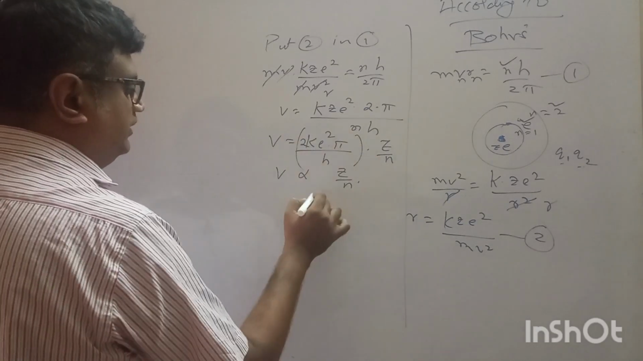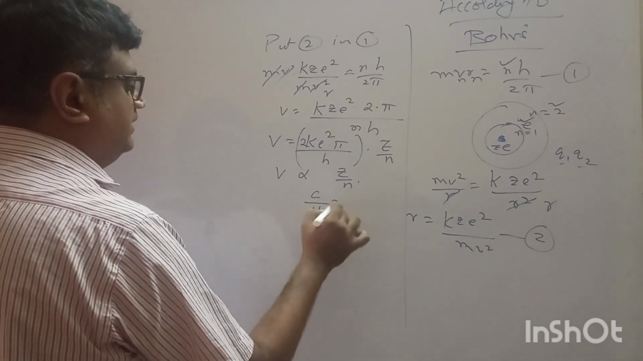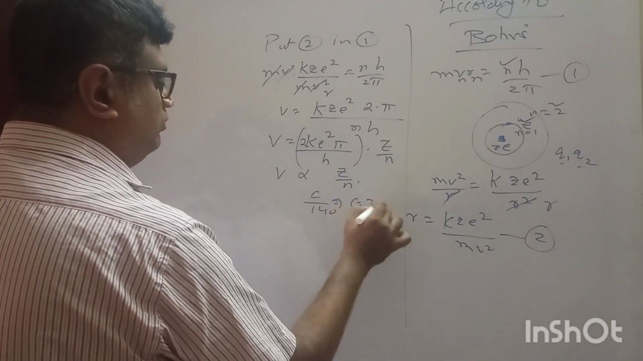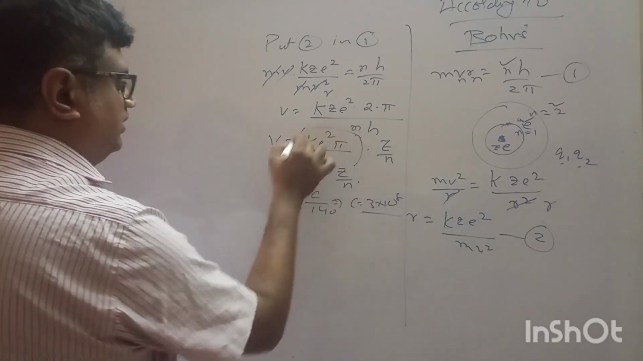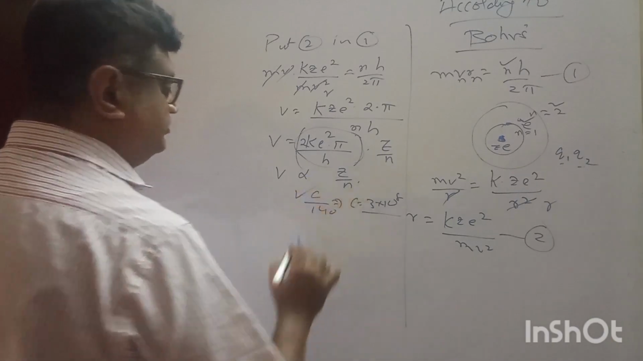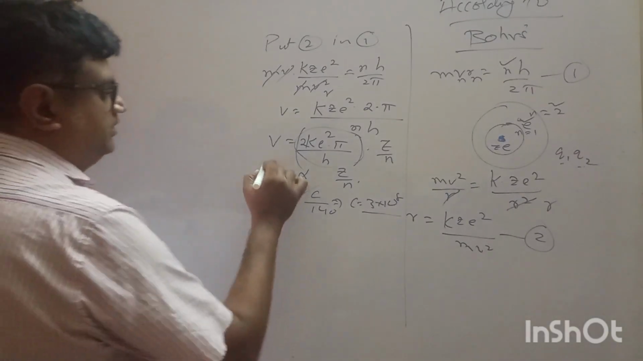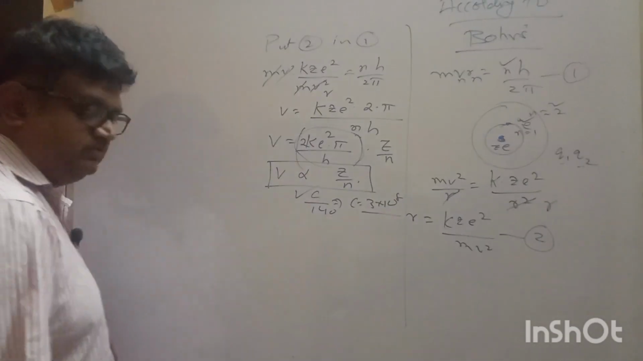This constant, if you calculate, the value will be c by 140. Now c you know already, c value is 3 into 10 power 8. So if you calculate this constant value, it will come approximately c by 140. You can remember this value, or you can also remember the relationship on which the questions will be asked.